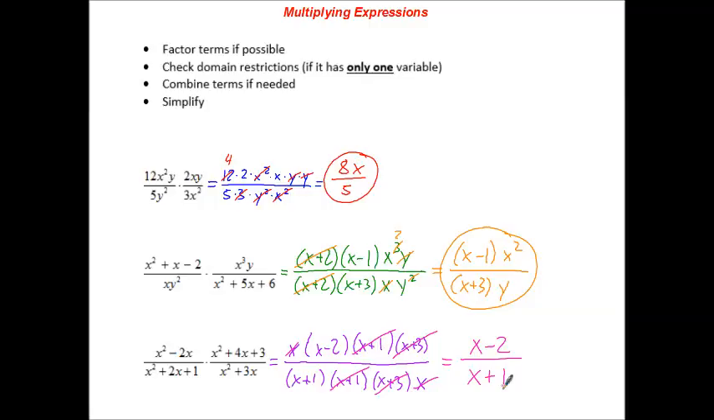And this time we do have to check for domain restrictions. Let's look at our rational expression in purple. We see that the domain is x such that x is not equal to -1, -3, and 0. There are our 3 domain restrictions.